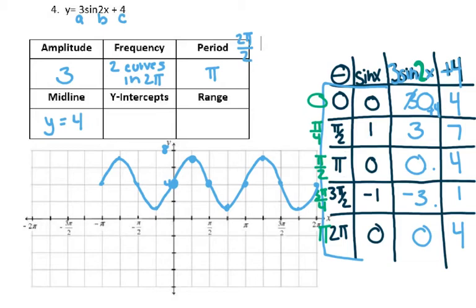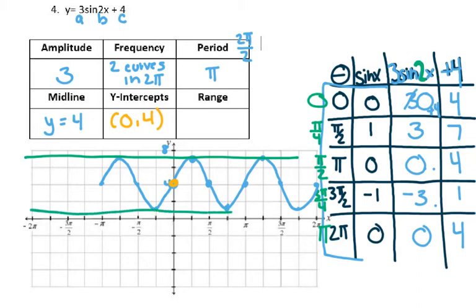For this graph, I have one y-intercept, and it's going to be the ordered pair 0, 4. And the range for my data, you can see my max is going to be here up at a positive 7, and my minimum is going to be down here at 1. So I can write my range as going from 1 to 7.